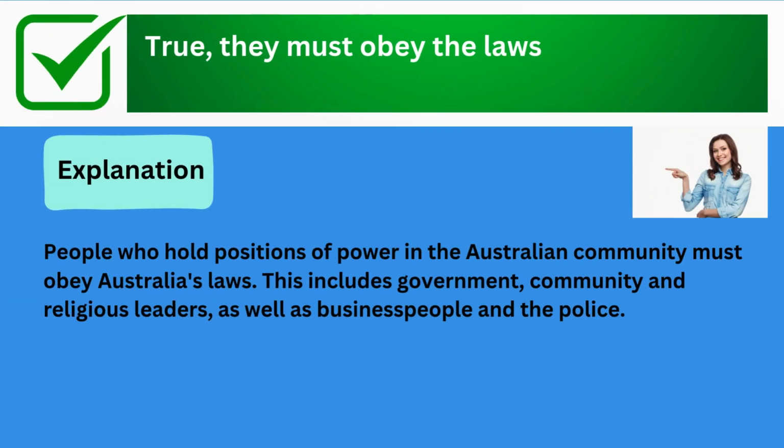The correct answer is true, they must obey the laws. Explanation: people who hold positions of power in the Australian community must obey Australia's laws. This includes government, community, and religious leaders, as well as business people and the police.